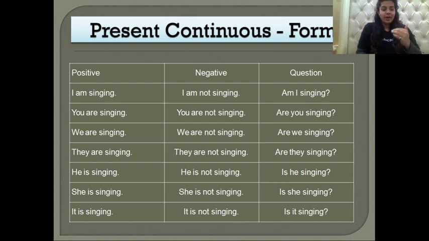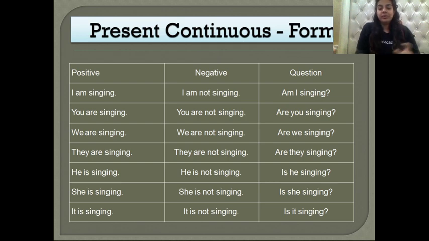Now, what are the different forms? I am singing. I am not singing. And the question is, am I singing? You are singing. You are not singing. Are you singing? We are singing. We are not singing. Are we singing? They are singing. They are not singing. Are they singing? So in all these cases except for I, we have used the helping verb are.